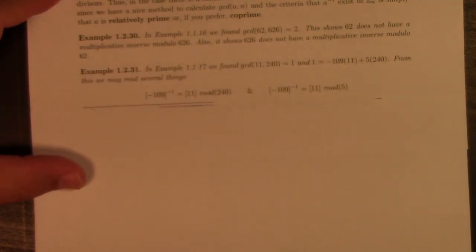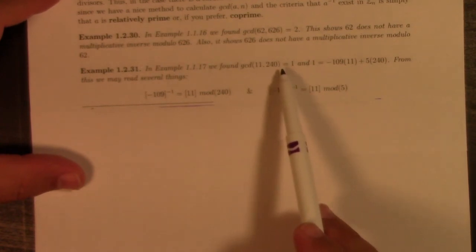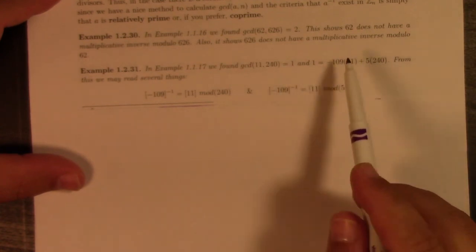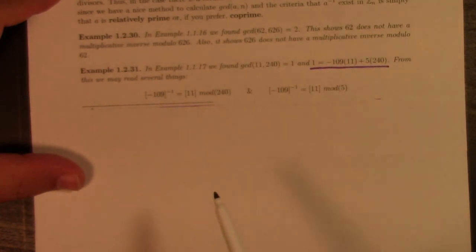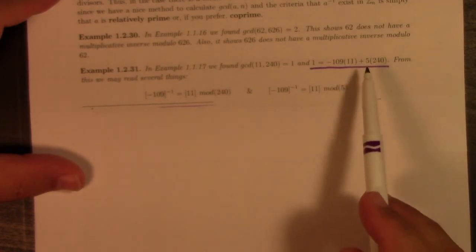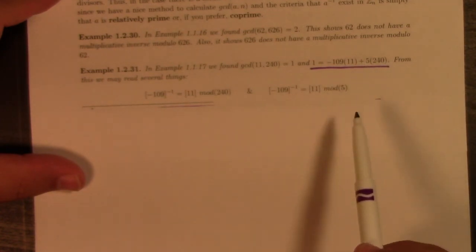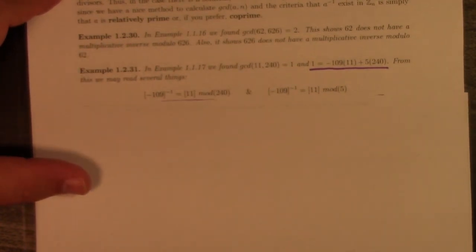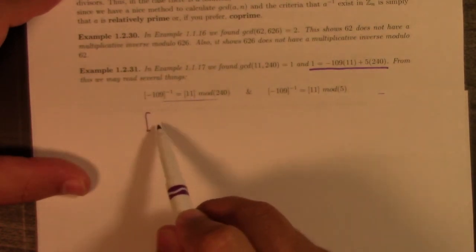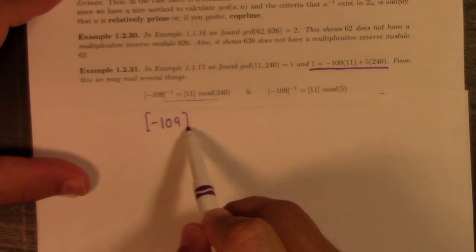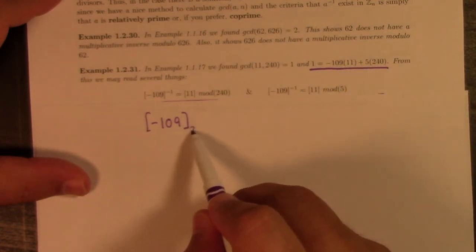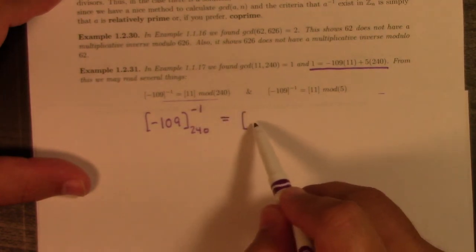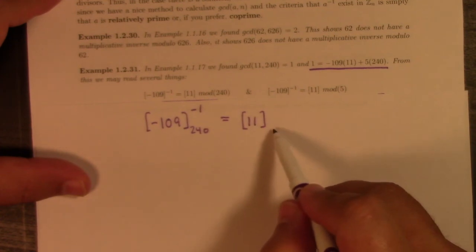Here's a more interesting one. We also found that the GCD of 11 and 240 was 1. In other words, 11 and 240 are coprime. And we furthermore learned from the Euclidean algorithm this lovely equation right here. Well, now we can see things about Zn from this. Let me write it down in different notation. Minus 109 mod 240, the equivalence class with respect to 240, has as its inverse the equivalence class of 11 mod 240.